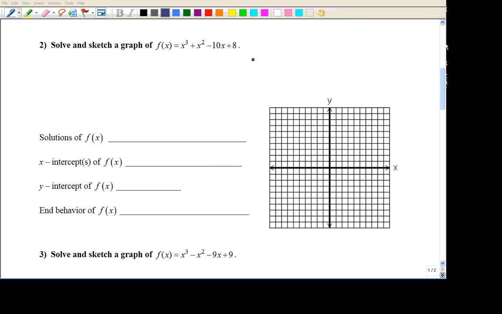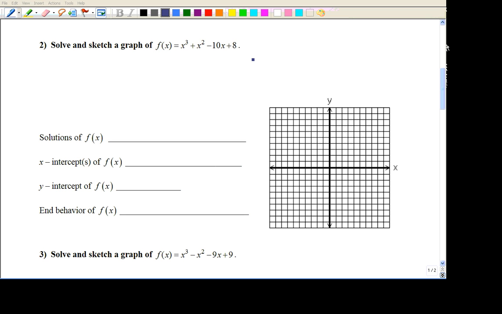Okay, so on number 2, we have solve and sketch a graph of f of x equals x cubed plus x squared minus 10x plus 8. We're going to go through all of the steps of finding the possible rational roots, Descartes' rule of signs, factoring, solving for all of our roots, and then graphing.